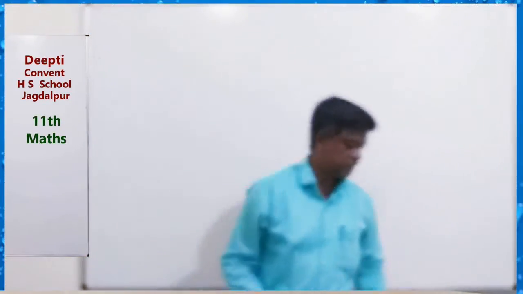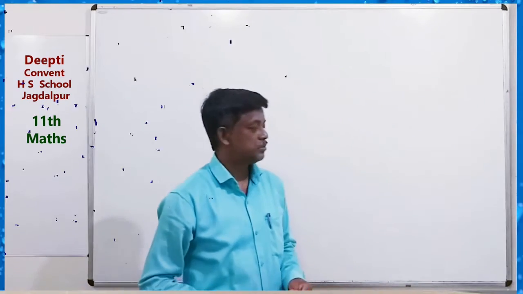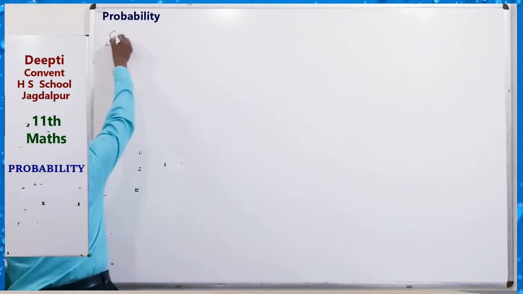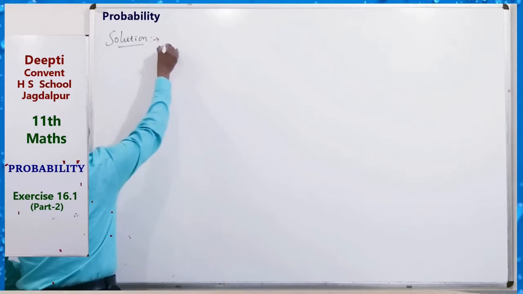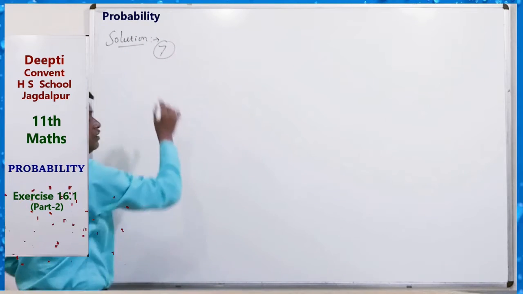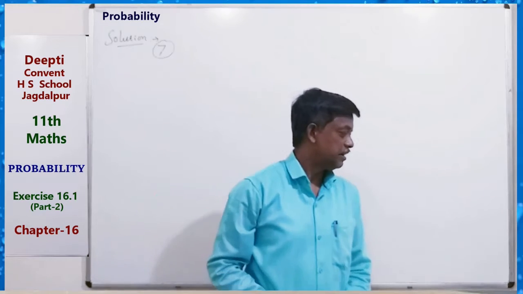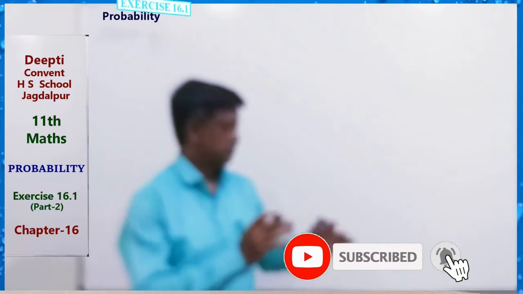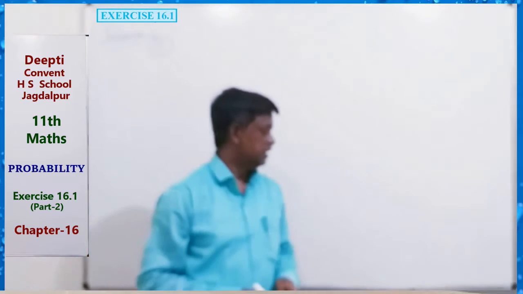Hello dear students, I am continuing exercise 16.1 now. Up to question 6 we have already completed. Now the solution of question 7, that is just writing the sample space. For that, we are denoting by symbols of activity here.